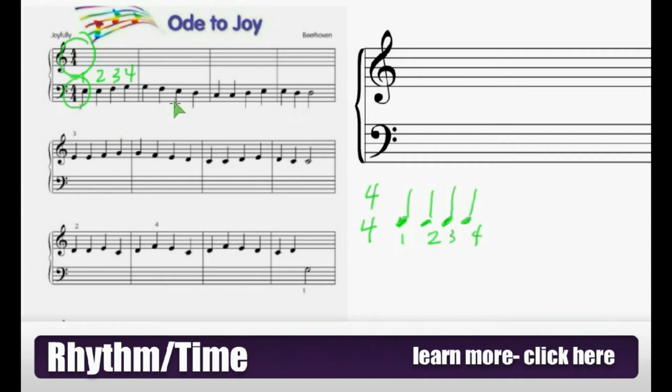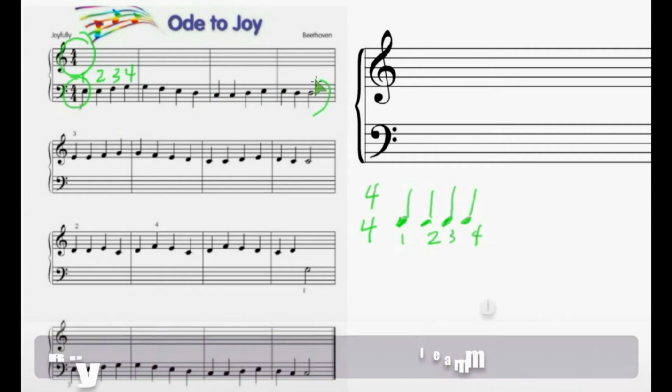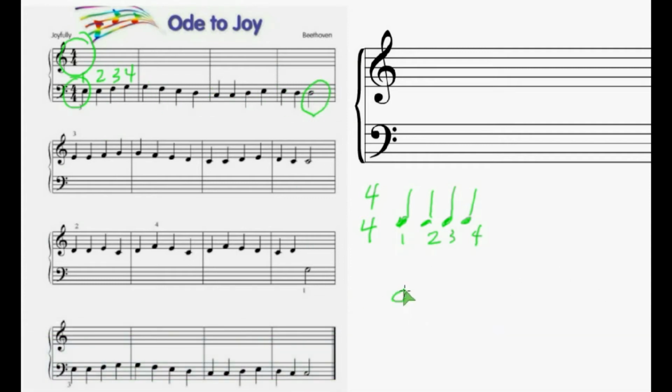Moving along, scanning through the music here, I see quarter notes until the end of line 1, and then I see a half note. And I remember that a half note holds for 2 beats. Checking line 2, scanning along, all quarter notes until the last note. Same rhythm pattern for line 3, and again, same rhythm pattern for line 4.